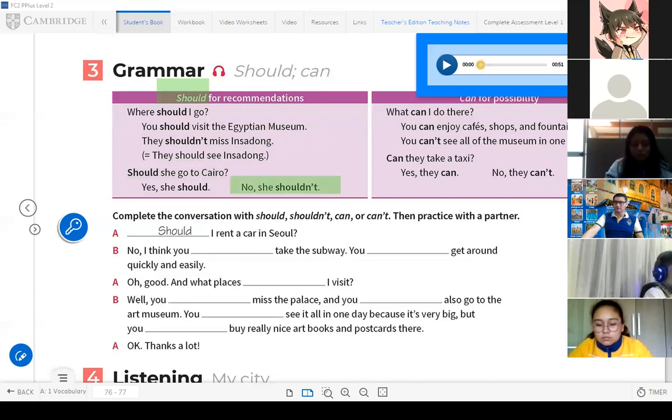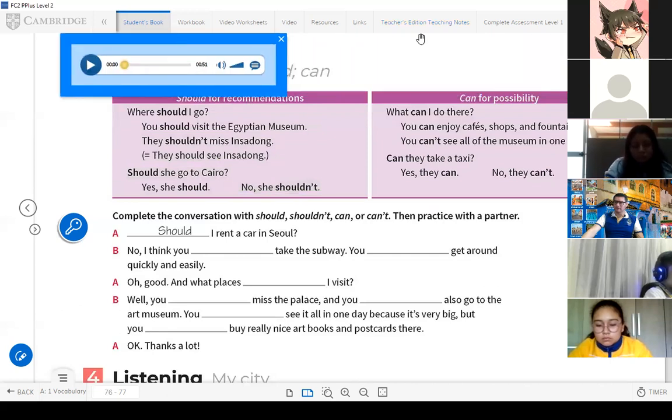Now, we have the other part that says can. How do I use can? ¿De qué manera utilizamos can? To talk about possibility. Para hablar de alguna posibilidad. Recuerda, should, recommendation, can, possibility. What can I do there? En este caso, es una posibilidad. Es algo que podría ser o algo que no podría ser. Es una possibility. For example, what can I do there?